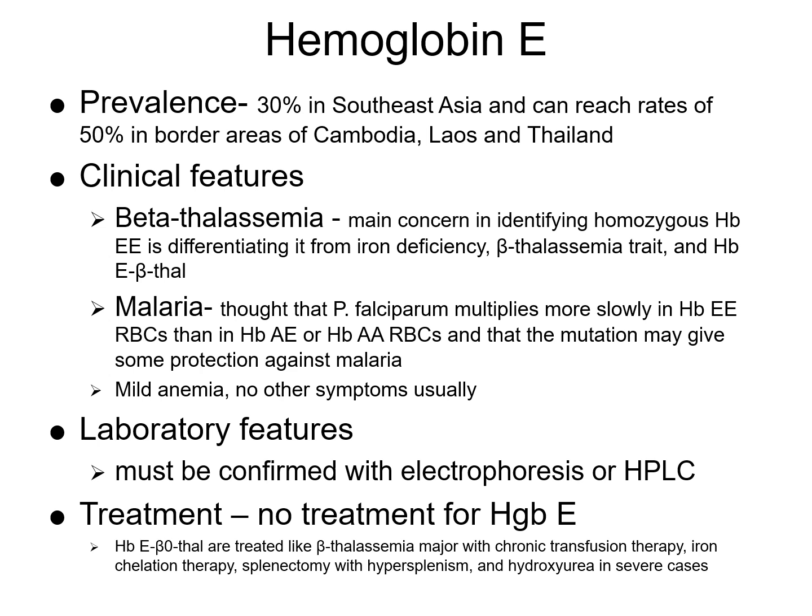As far as laboratory features go, the laboratory diagnosis must be confirmed by hemoglobin electrophoresis or high-performance liquid chromatography. For treatment, there's usually no treatment required for an isolated hemoglobin E, but if they have hemoglobin E beta thalassemia, we're going to treat it similarly to beta thalassemia major, which is where they have chronic transfusion therapy, iron chelation therapy, splenectomy if hypersplenism is starting to occur, and possibly even hydroxyurea for severe cases.